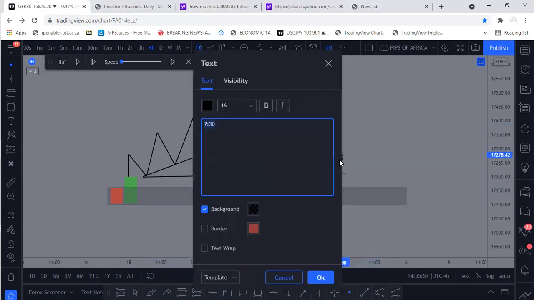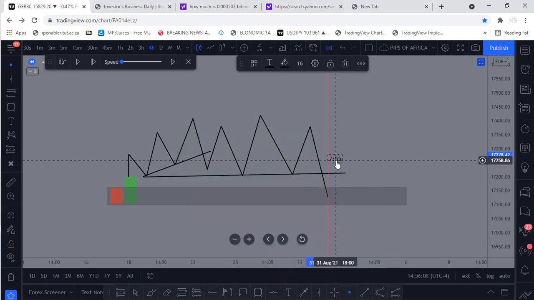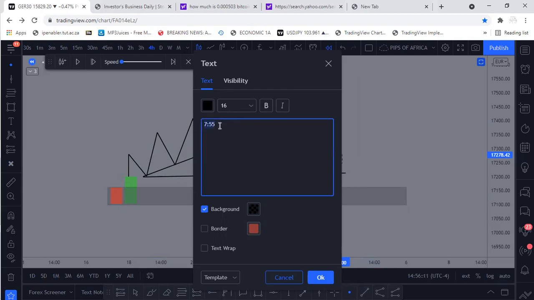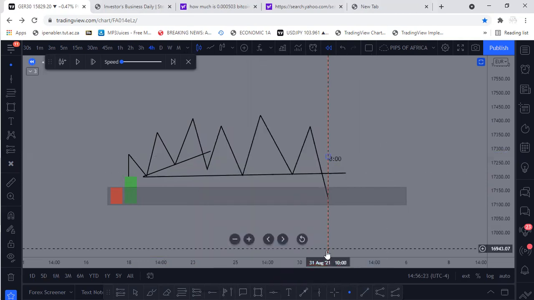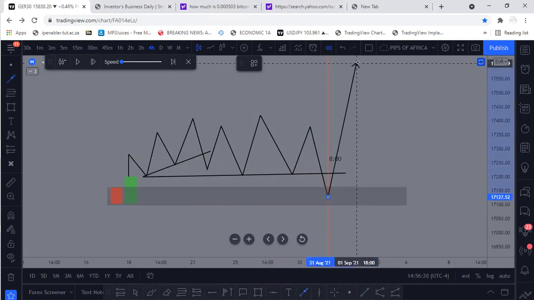Now the time is 7:55. When it's 8 o'clock, New York time, then the price will start shooting to the upside from the order block like this. The price will start shooting to the upside like this.